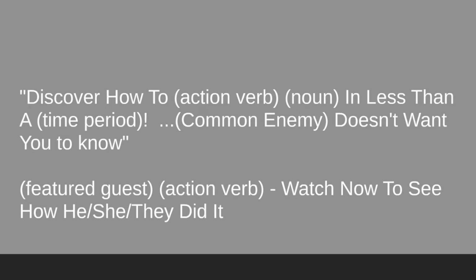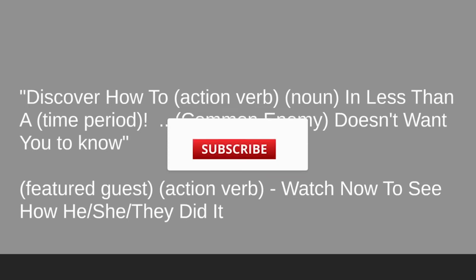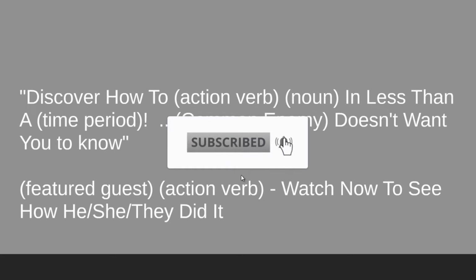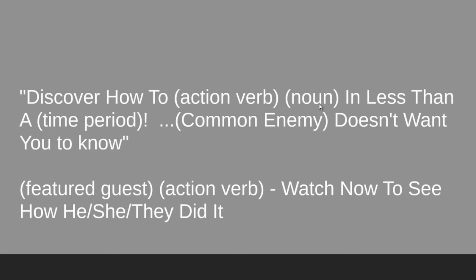So: discover how to blank. The blank here is an action verb. You could say, discover how to lose, and then a noun, maybe lose weight in your belly or something, in less than a month, a week, several months, in less than 3 weeks. And then you can put the common enemy here: doctor doesn't want you to know. And then the featured guest, whoever the featured guest is, you or your guest, you put their name here.